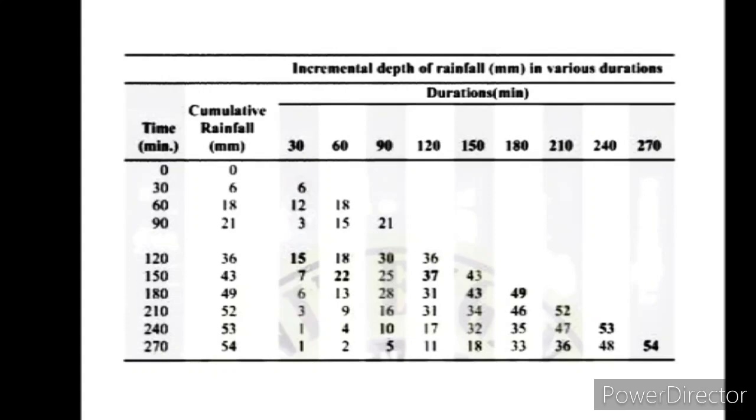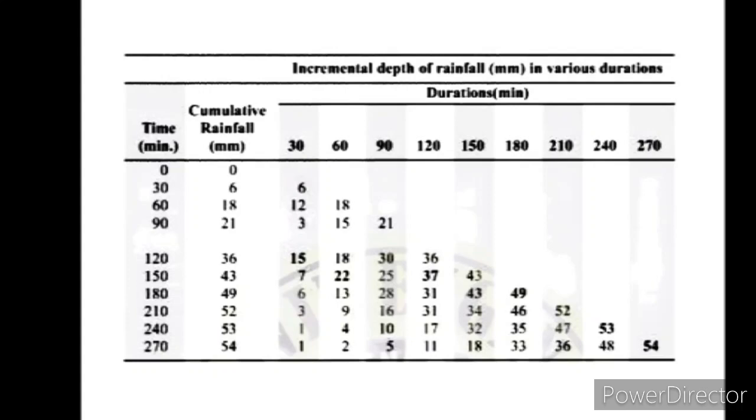At 240 minutes, our cumulative rainfall is 53 mm. So in 30 minutes, we have 1 mm. In 60 minutes, we have 4 mm. In 90 minutes, we have 10 mm. In 120 minutes, we have 17 mm. In 150 minutes, we have 32 mm. In 180 minutes, we have 35 mm. In 210 minutes, we have 47 mm. And at 240 minutes, we have 53 mm.